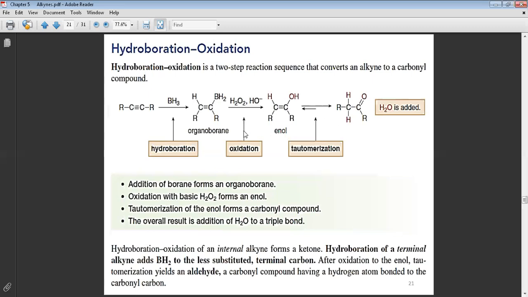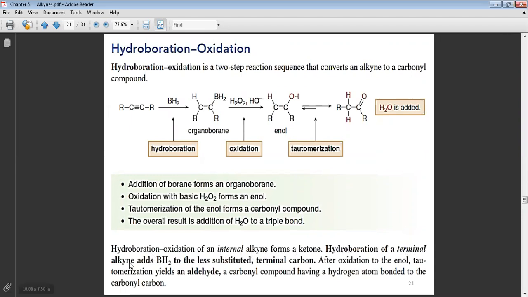Addition of the boron forms an organoborane. The second step, oxidation with base. Yes, we know that forms the enol. Tautomerism of the enol forms the carbonyl compound, because the enol is not stable, and gives you the ketone form, the carbonyl compound. The overall result is the addition of H2O to the triple bond. Hydroboration oxidation of the internal alkyne forms a ketone.